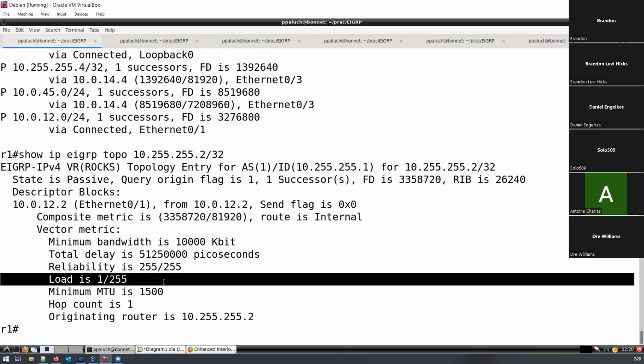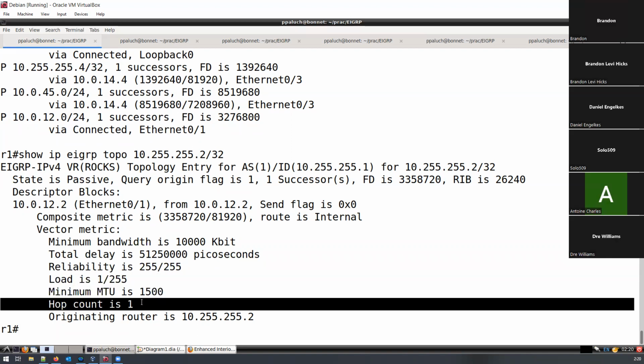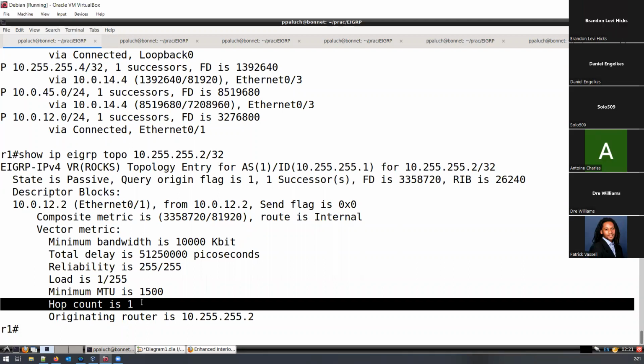reliability, load, MTU, and guess what? We also have hop count. So even hop count is being accounted for, although it's used only as a fail-safe. And again, just like MTU, EIGRP doesn't really make any path choices based on the hop count. You can just set up the maximum hop count, after which the route will be ignored and advertised as unreachable. By default, it's 100, and you can increase it up to 255, obviously, but by default, it's 100.